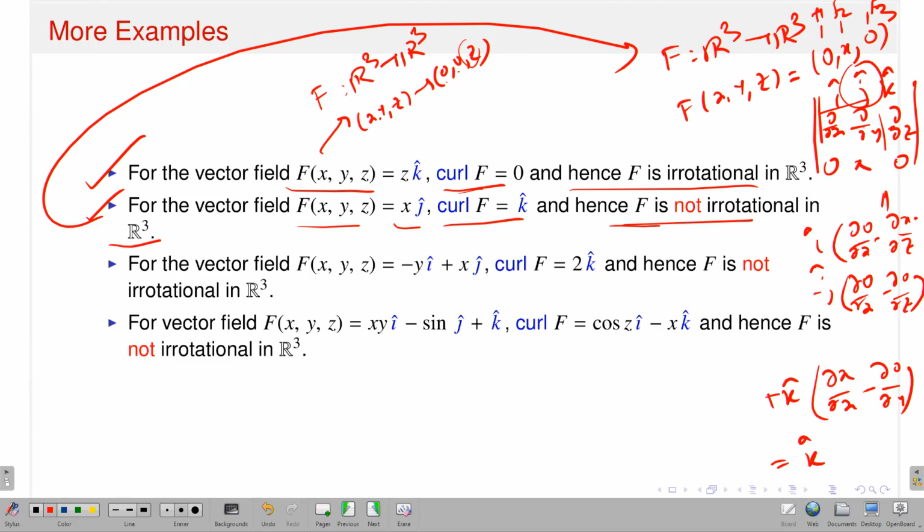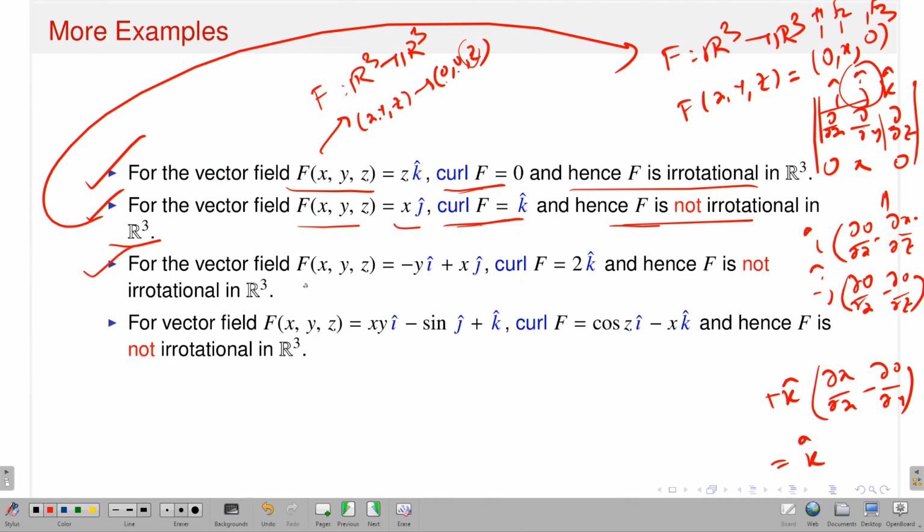Okay. So, you just have to know the determinant formula and calculate. You have to identify what are the small f1, small f2, small f3, that means the components of my vector field capital F, use the determinant formula, and calculate the coefficients. It is very simple in this case, because the component functions are very simple. So, if we calculate the curl, it is k cap, so it is not irrotational. What about the third example?